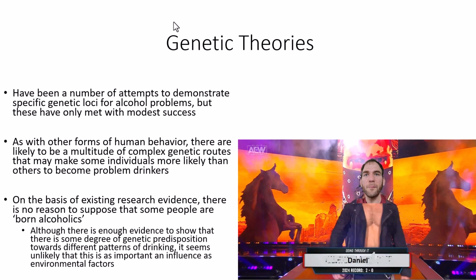But as we talked about before in previous lectures with the missing heritability issue, there has been a great number of attempts to demonstrate specific genetic loci for alcohol problems, but those have only been met with modest success. As with other forms of human behavior, there are likely to be a multitude of complex genetic routes that may make some individuals more likely than others to become problem drinkers.